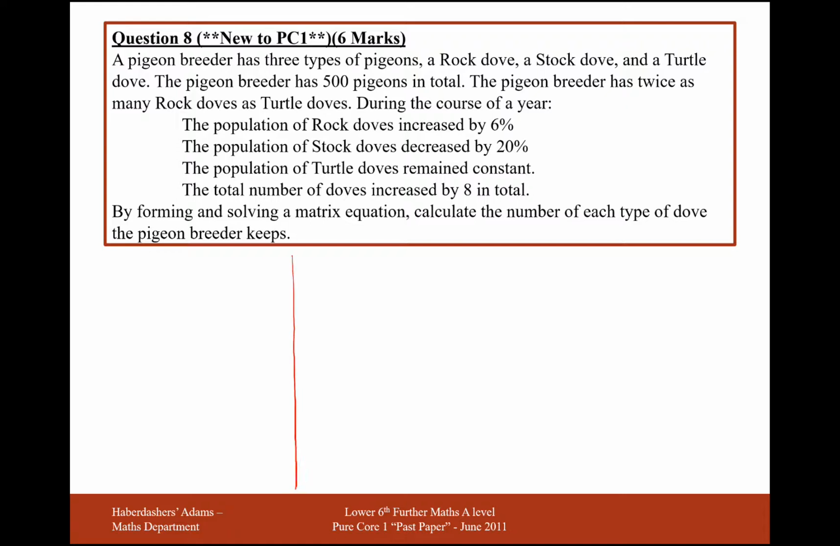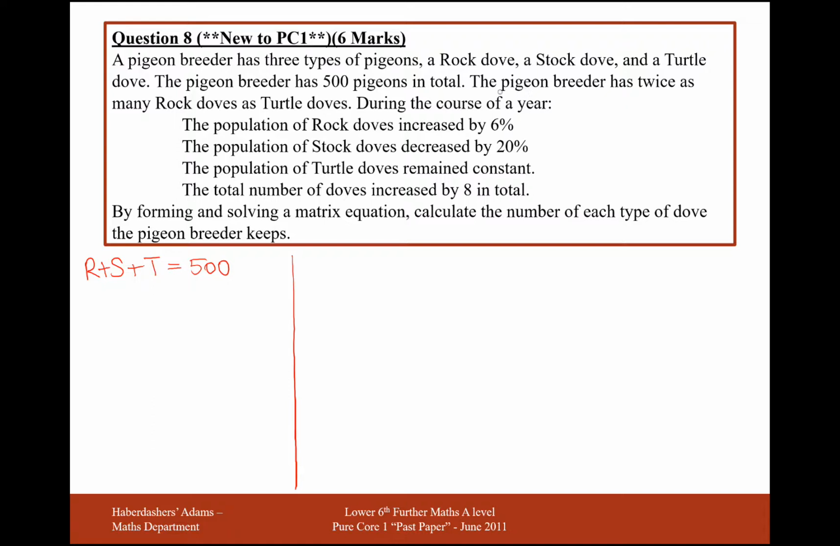So, what we're going to look at doing here is a typical type of question where we've got 3 variables, r, s and t. We need to work out 3 equations, make a matrix, invert that matrix, and then find our solutions. So 3 types of pigeons, 500 pigeons in total. So I think obviously our first equation is r plus s plus t equals 500.